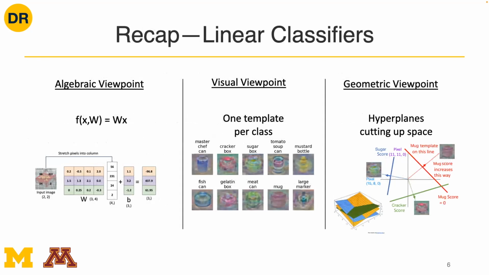Just as a brief recap, what we looked at in the last lecture was this set of linear classifiers, right? So we looked at an SVM loss.